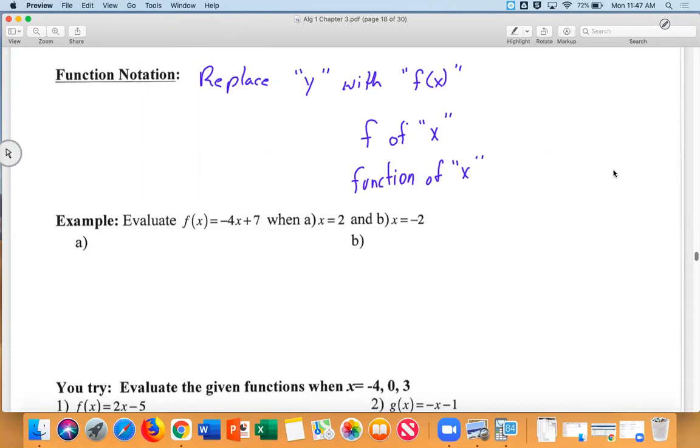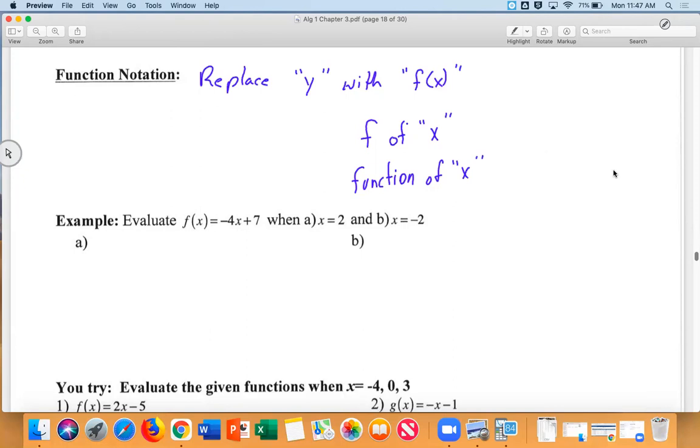So up here, Tyler, when it says evaluate f of x equals negative 4x plus 7, what I'm really thinking in my head is y equals negative 4x plus 7. And that's how we deal with it on the calculator. Whenever we see this f of x, it's just a y, so we still get to hit that Y equals button.